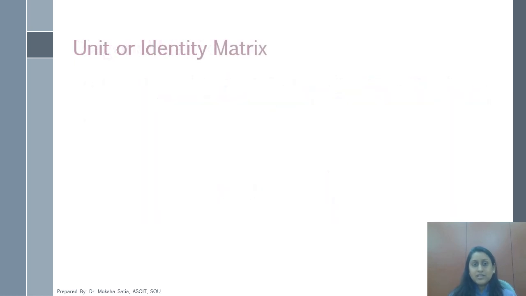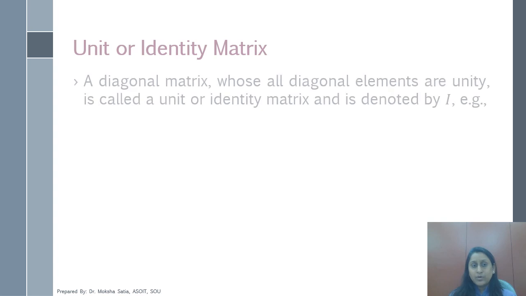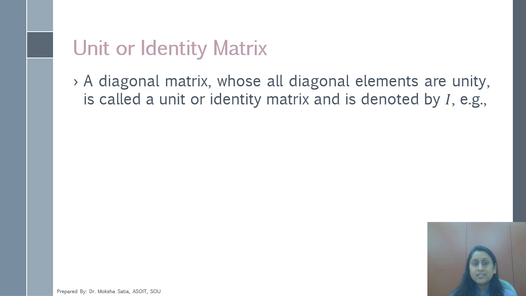The next one is the identity matrix, or we can say a unit matrix. For this also we have a square matrix. Precisely, we have a diagonal matrix, means a diagonal matrix whose all diagonal elements are unity. Unity means 1. It is called a unit matrix or an identity matrix. It is denoted by capital I.